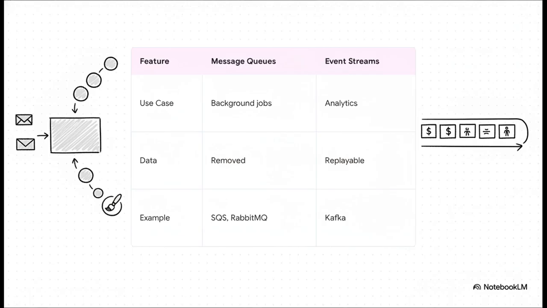But you use event streams, like Kafka, when you need an ordered, replayable history of facts. Think financial transactions or analytics. If you mix these up and use the wrong tool, you're just asking for unnecessary complexity.